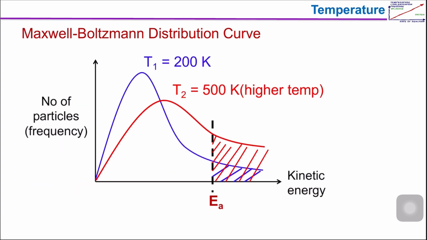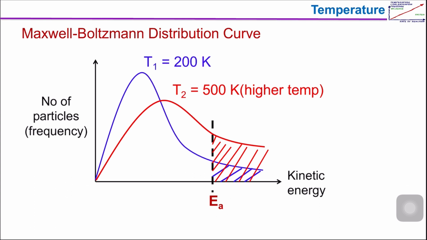So mari kita discuss more. Let's say saya bagi two values for two different temperatures. You can see that T1 is 200K and T2 is 500K. So 500 Kelvin is higher temperature compared to 200 Kelvin. So awak kena tahu cara lukis distribution curve ni. Biasanya kita akan mulakan dengan low temperature, dia ada high peak. High temperature, dia ada low peak. Dan pastikan awak shade the area dan label EA.